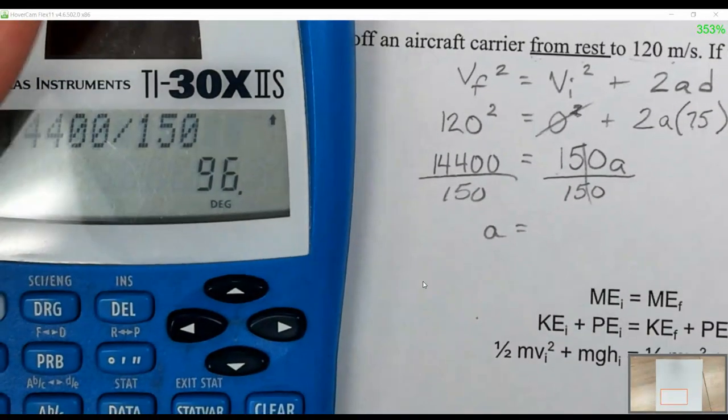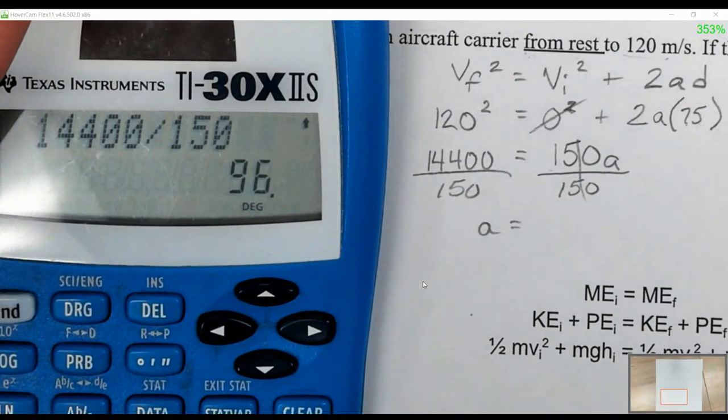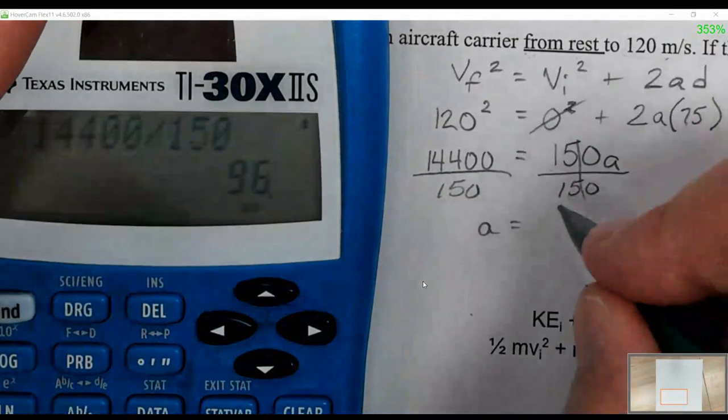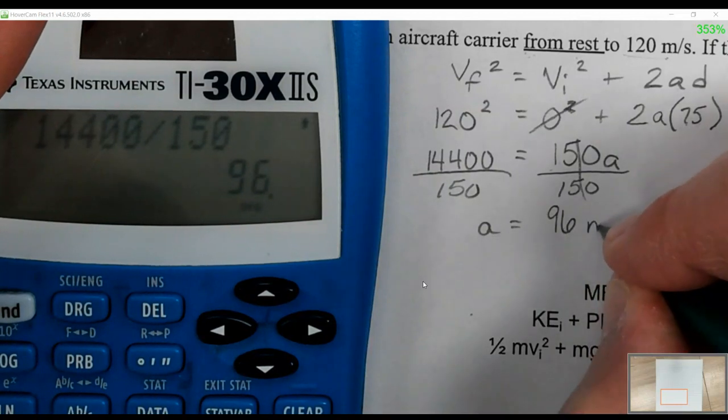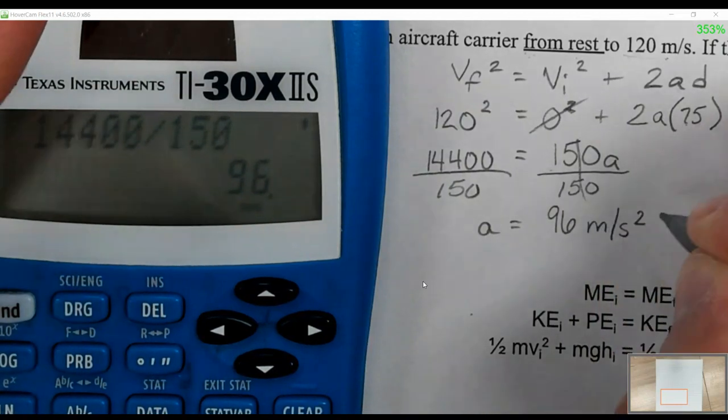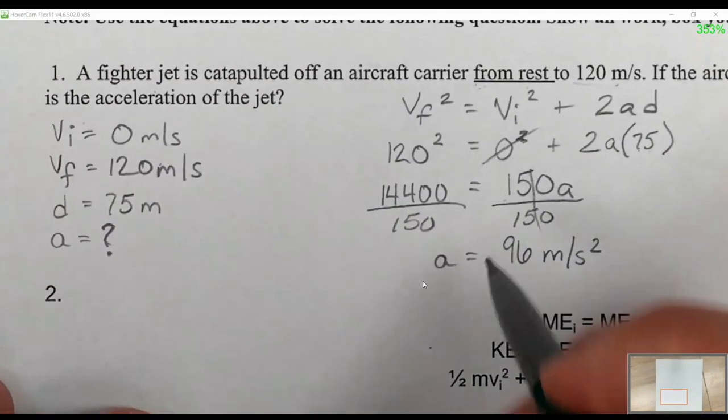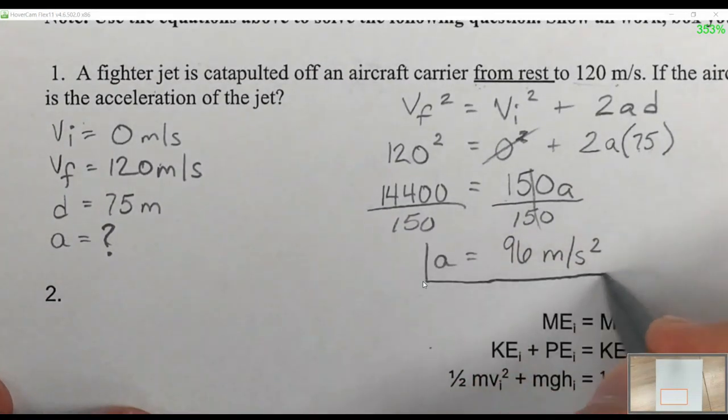And it comes out to be 96. And we would be looking at the units of meters per second squared. So you do need to memorize the acceleration unit.